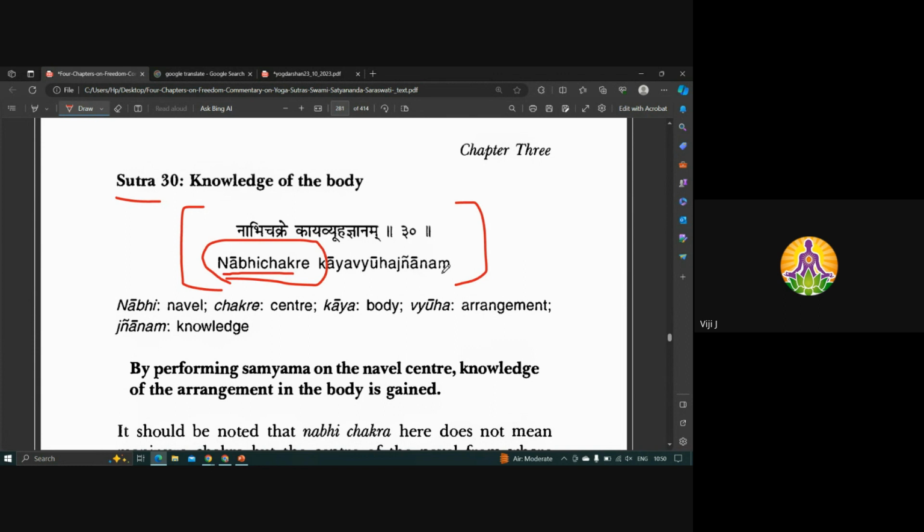Yes, Vidya? Ma'am, it is the center point of the body, sir. If we divide the whole body crosswise, it is the center point.